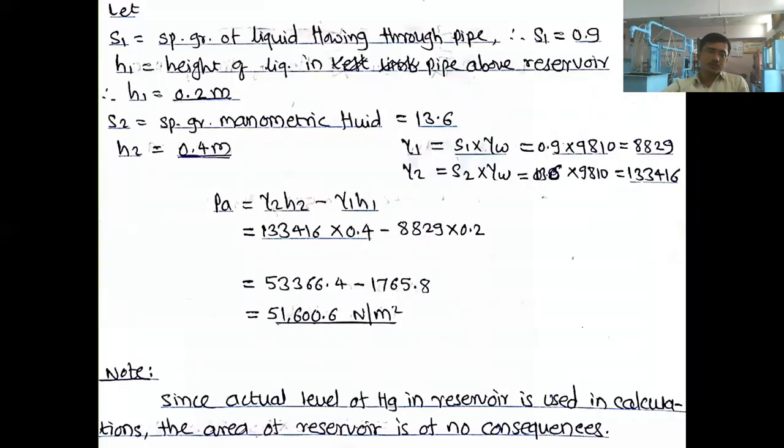See, it is a quite simple problem. Use this formula P is equal to gamma 2 H2 minus gamma 1 H1, then put those values and find out the answer. Since the actual level of the mercury in the reservoir is used for calculations, the area of the reservoir is of no consequence.